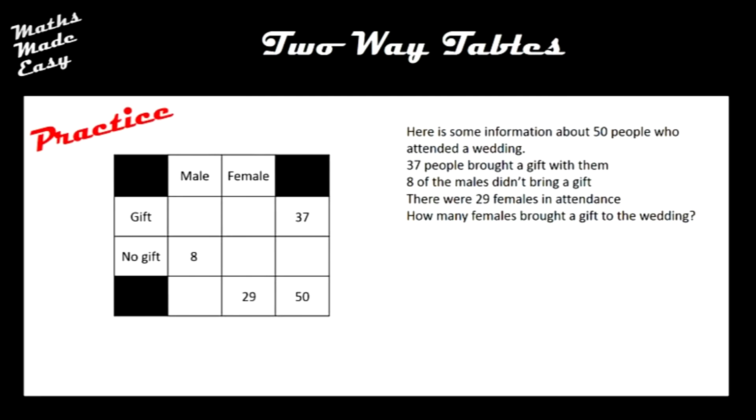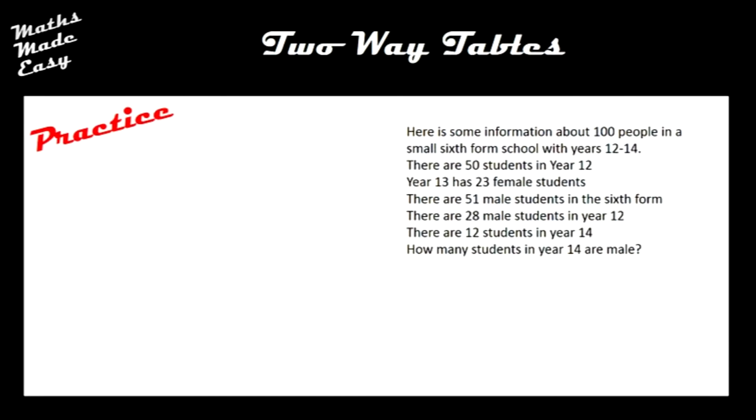Now I can start using a bit of deductive reasoning to add in the missing values. So I can see 21 males attended in total, 13 of them did bring a gift, 24 of the females brought a gift, 5 females didn't bring a gift, and that means a total number of people, 13 people, very rude, attended this party without a present. Make sure that I've actually answered the question. 24 females brought a gift to the wedding. Well done if you got that one right.